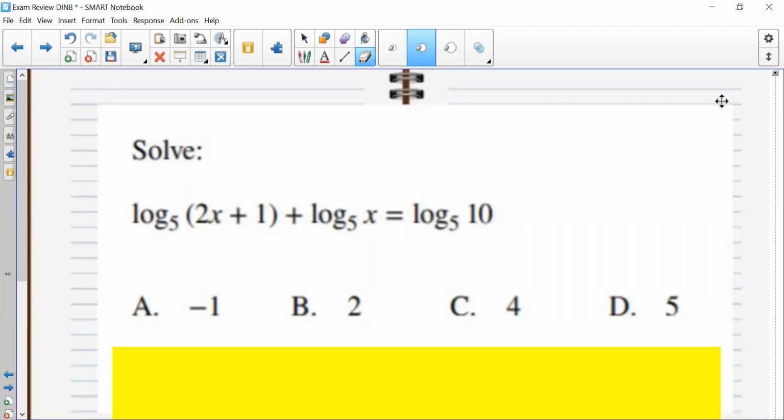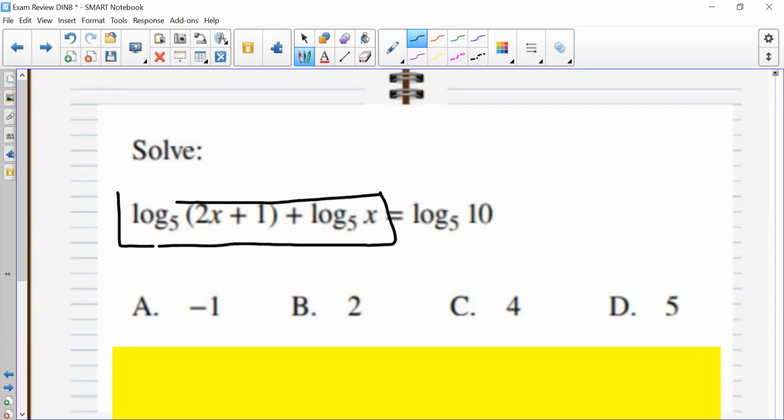All right, so if you have 2 logs on one side, the first thing you want to do is combine them to make 1 log. When we solved equations with logs, that's what we always did. And the 1 log will keep the same base. So since I'm combining these 2 logs, they will become 1 log base 5.